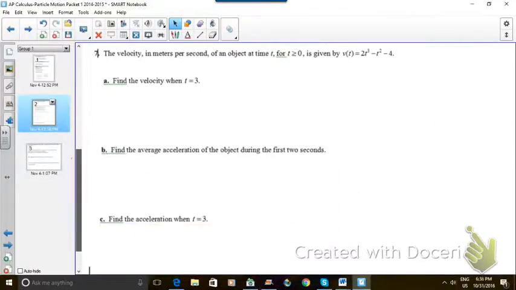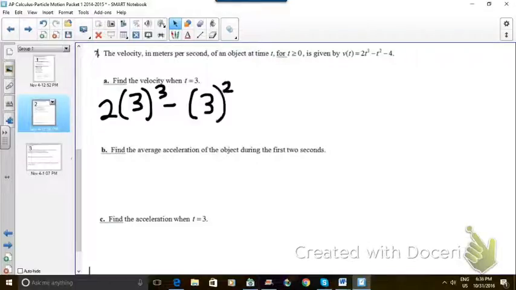Number 7. Velocity is given, so this time it's the velocity. Find the velocity when t is equal to 3. So this one should be pretty simple. We're just plugging in 3 for t. 2 times 3 cubed minus 3 squared minus 4, which equals 41 meters per second.